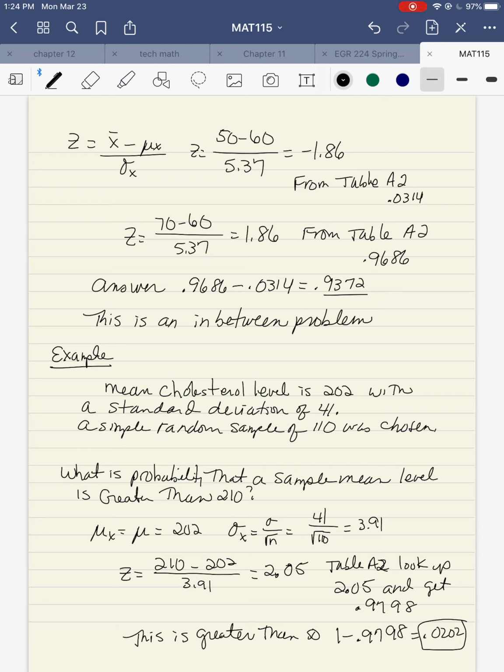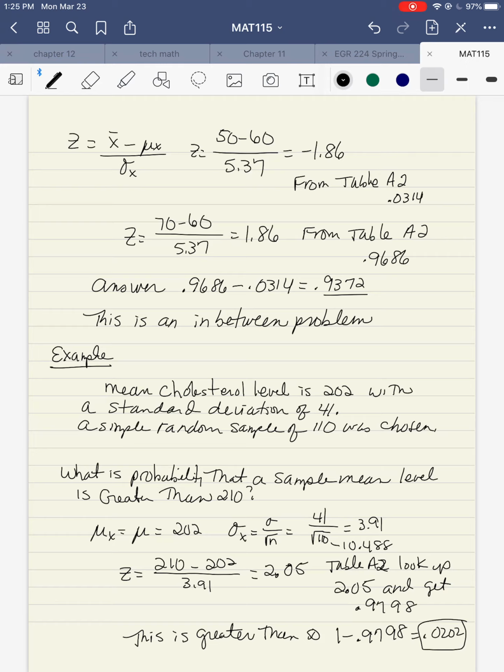So this is a greater than problem, so once you look up the number in table A2, you will subtract it from 1 for a greater than problem. So again, we make the same assumptions. The sampling mean mu x is equal to the mean, which is 202. The sampling standard deviation is equal to sigma divided by the square root of n, so it's 41 divided by the square root of 110. The square root of 110 is 10.488. So you're taking 41 divided by 10.488, and that equals 3.91.